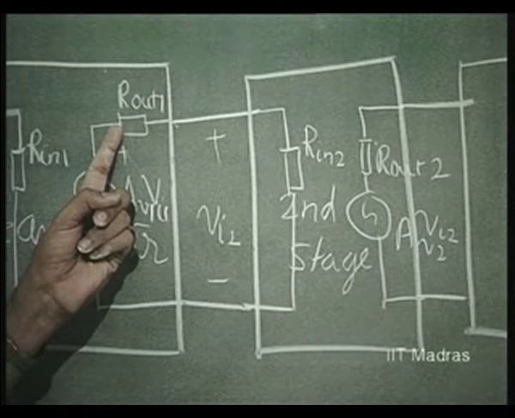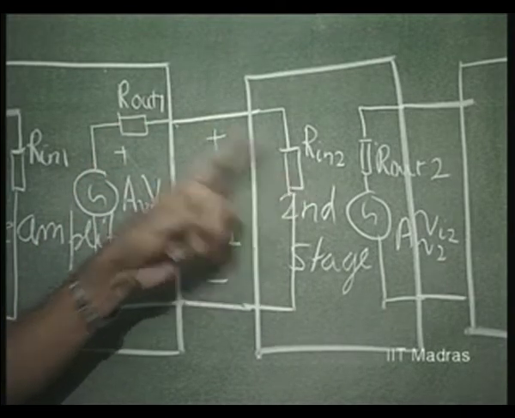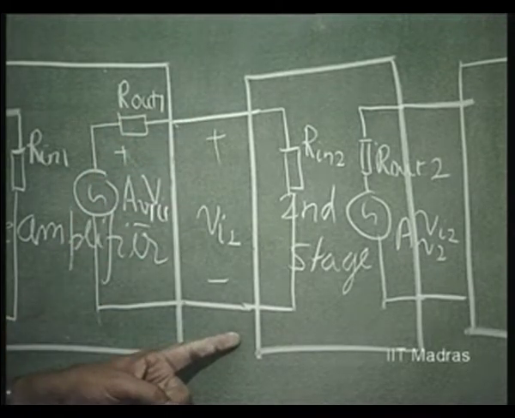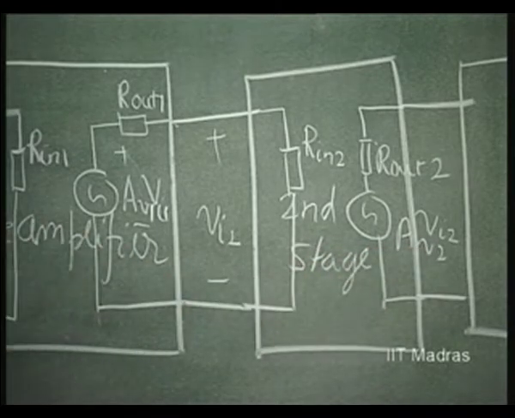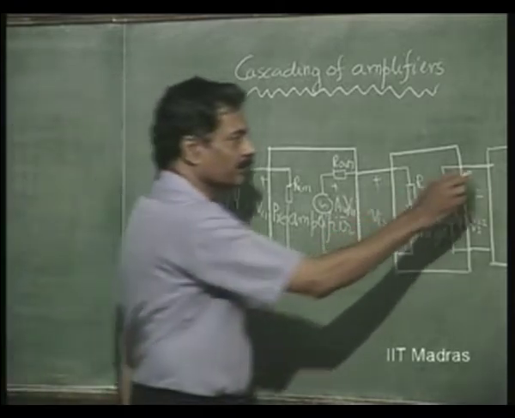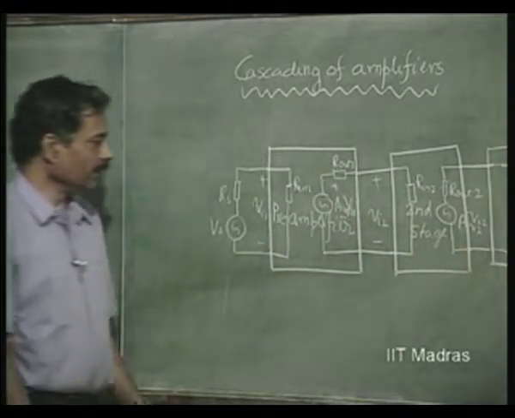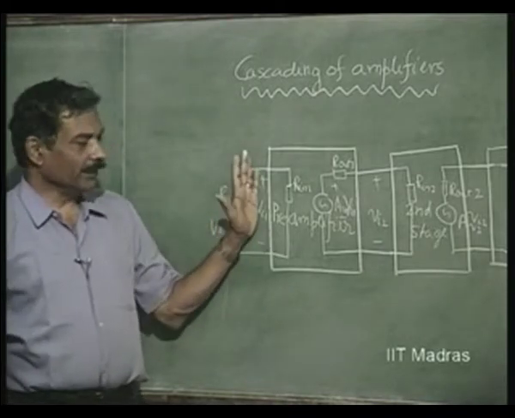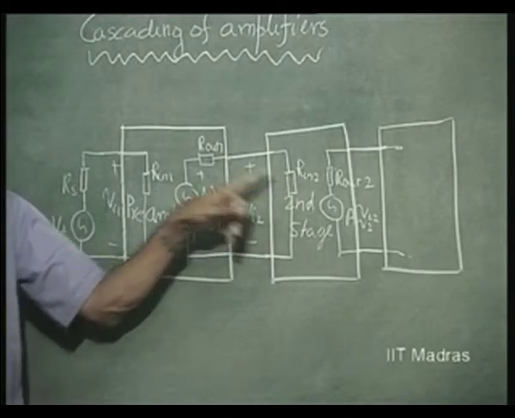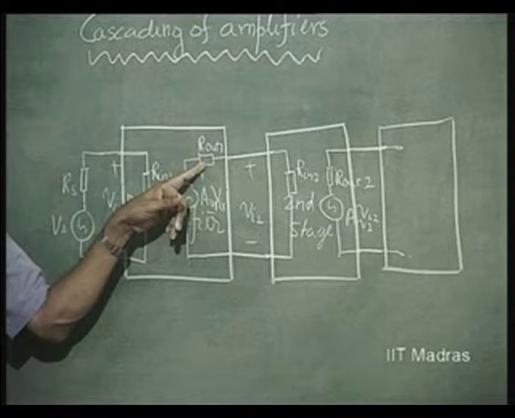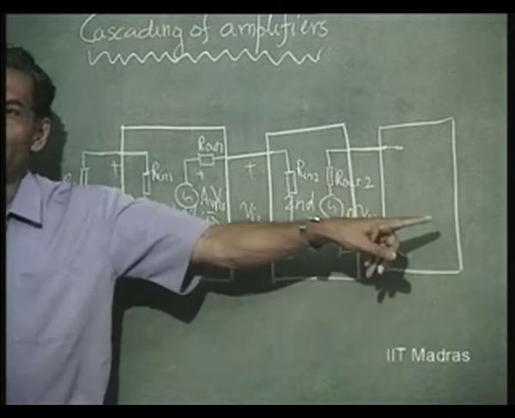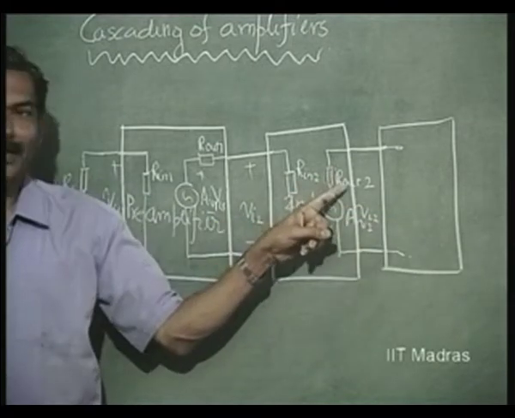So, R in 2 by R in 2 plus R out 1 is the gain reduction factor here. And therefore, if you now have a requirement of finding out the overall gain, it will be, from here, AV1 into R in 2 by R in 2 plus R out 1, into AV2 into R in 3 by R in 3 plus R out 2, and so on.